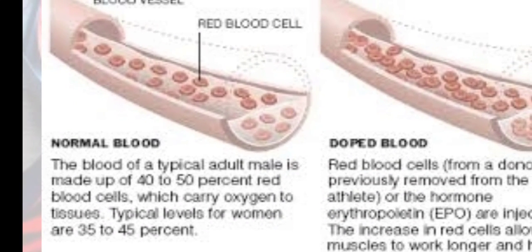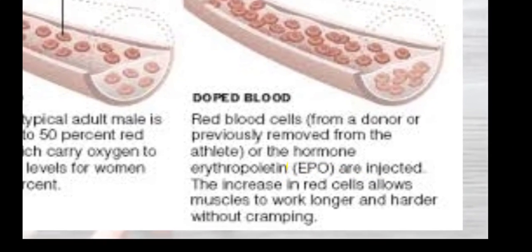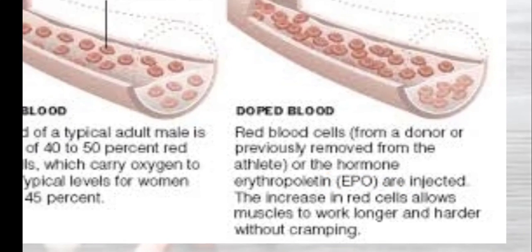The blood of a typical adult male is made up of 40 to 50% RBC, that is red blood cells, which carry oxygen to the tissues. The typical level for a woman is 35 to 45%. That means you can see how much percent of an adult male's blood is RBCs, 40 to 50%, which carries oxygen to the tissues, because red blood cells are used to carry the oxygen. The typical level for a woman is 35 to 40%.